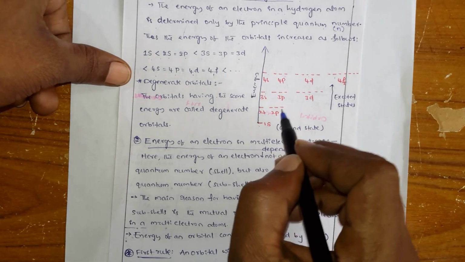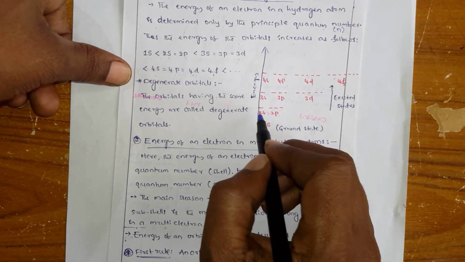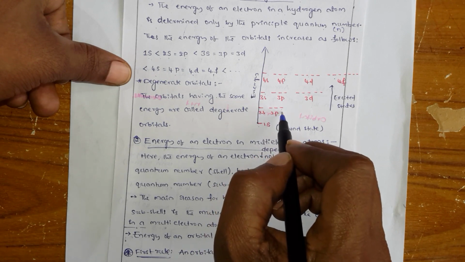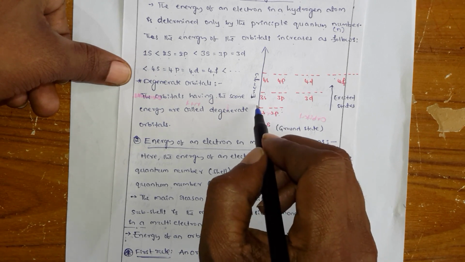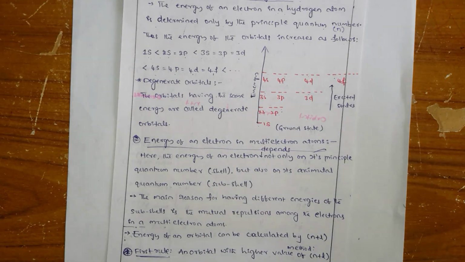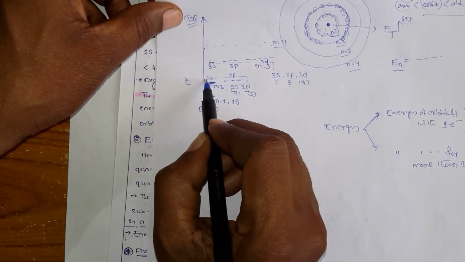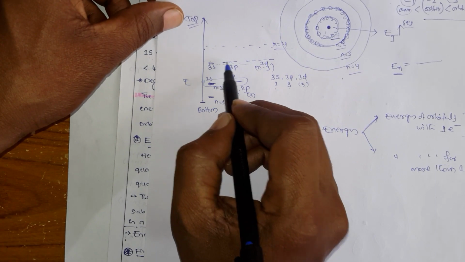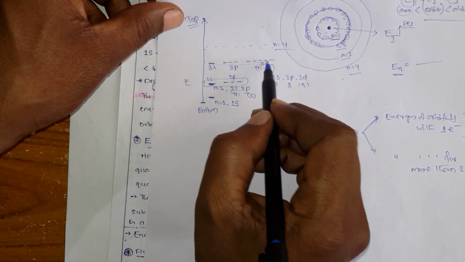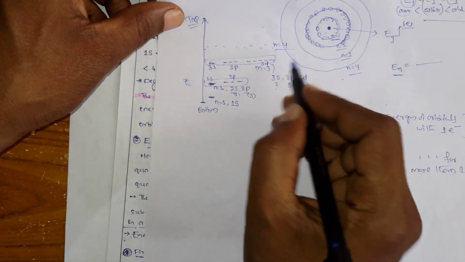Okay, and now these orbitals: one 2s orbital and three 2p orbitals are there, right? So these 4 orbitals you can call degenerate orbitals. Look here, these 4 you can call degenerate. Again here, 1 2 3 4 5 6 7 8 9. So these 9 you can say are degenerate.